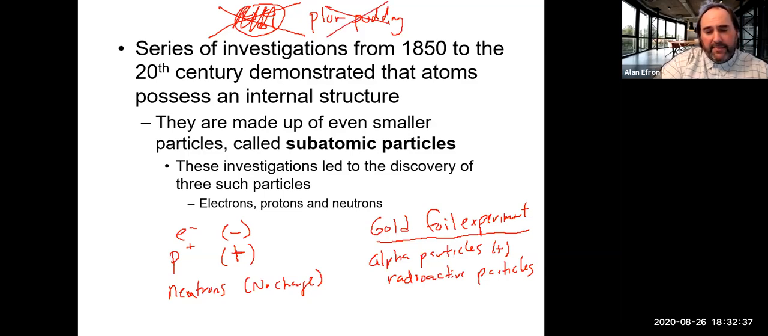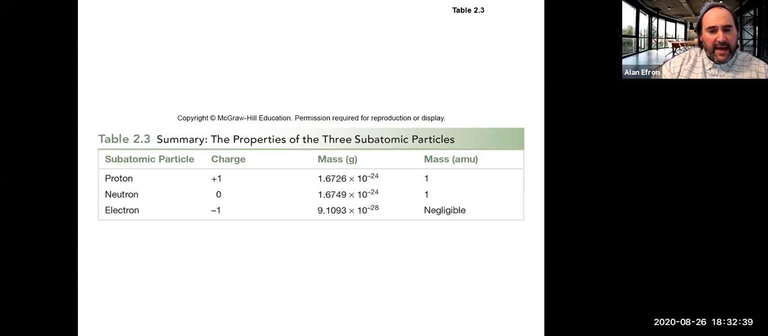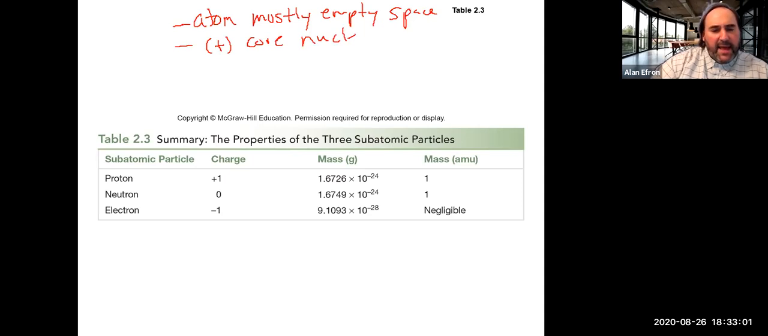And what they ended up having to do was come up with a new idea of an atom. As a result of Rutherford's gold foil experiment, they said that the atom is mostly empty space. It is made up of a positive core, which is known as a nucleus, and electrons are flying about the nucleus at some distance.